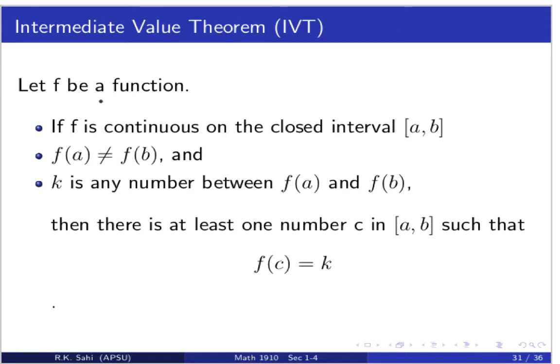Here, you're given a function f. There are three conditions which are needed for an intermediate value theorem. The first one, the function has to be continuous on a closed interval. The values at the end of the interval, that is f of a and f of b, should be different. And if k is any number between the function value at a and b, then by the intermediate value theorem, there is at least one number c in the closed interval such that f of c equals k.